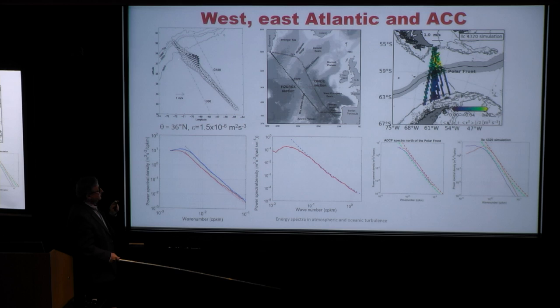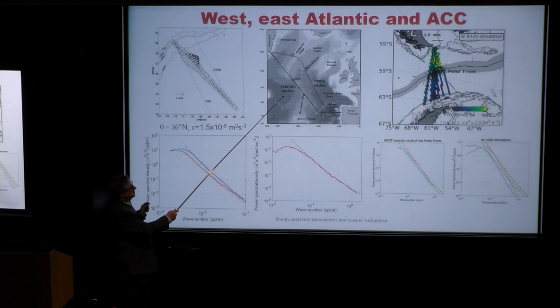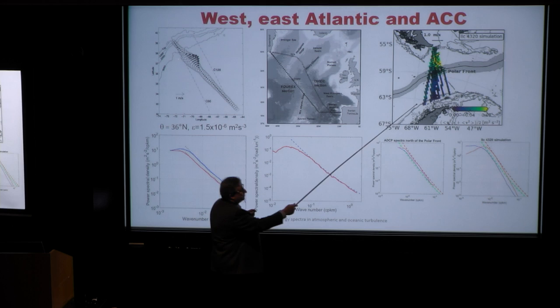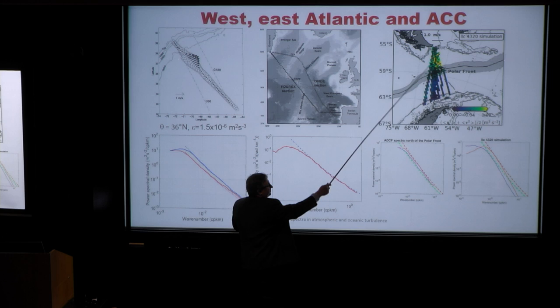This is the Gulf Stream region. It's the Western Atlantic. The Eastern Atlantic is here. It's a big cross-section between Greenland and Portugal. And this is the ACC, the Antarctic Circumpolar Current. We didn't have good agreement south of the polar front, but north of the polar front, we could do it.